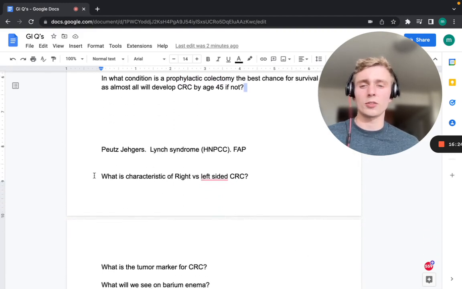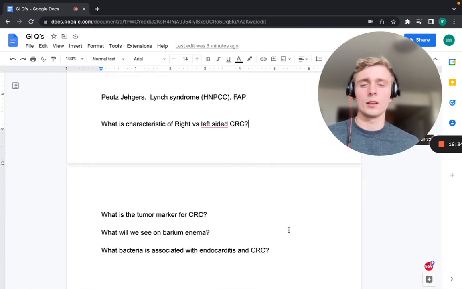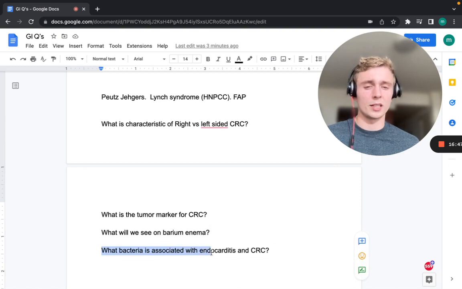Next one, what is characteristic of right versus left-sided colorectal cancer? So what kind of things would we see on exam or in the patient with a right versus left-sided colorectal cancer? Another important one to know, what is the tumor marker for colorectal cancer? What will be seen on barium enema? What bacteria is associated, interestingly, with endocarditis and colorectal cancer? So again, right versus left. What tumor marker? What are we going to see on barium enema? There's a classic sign. And what bacteria with endocarditis and colorectal cancer?